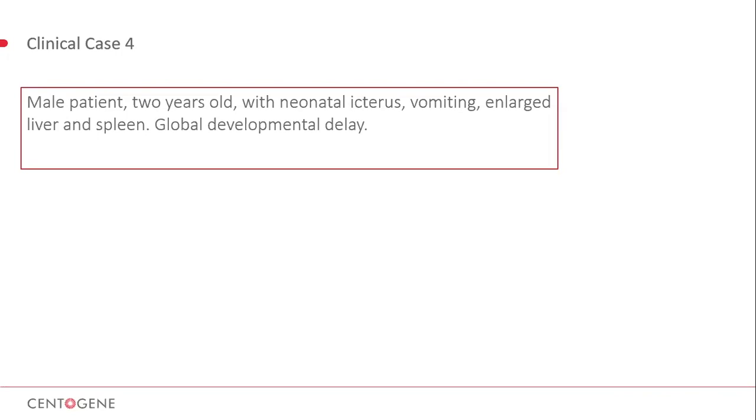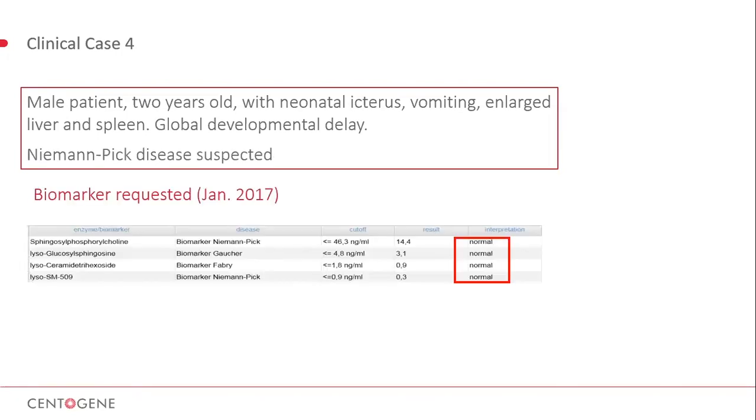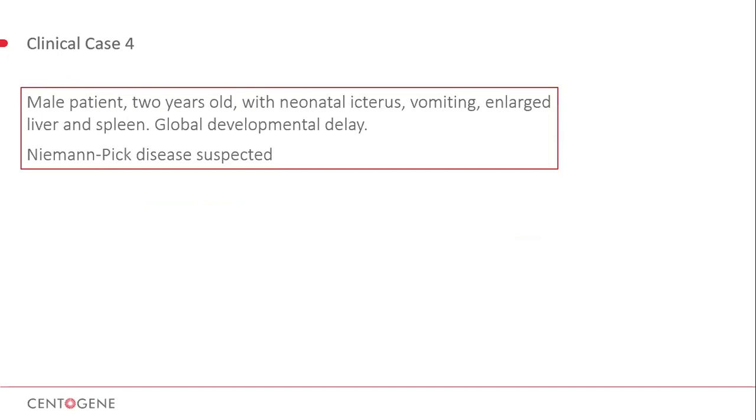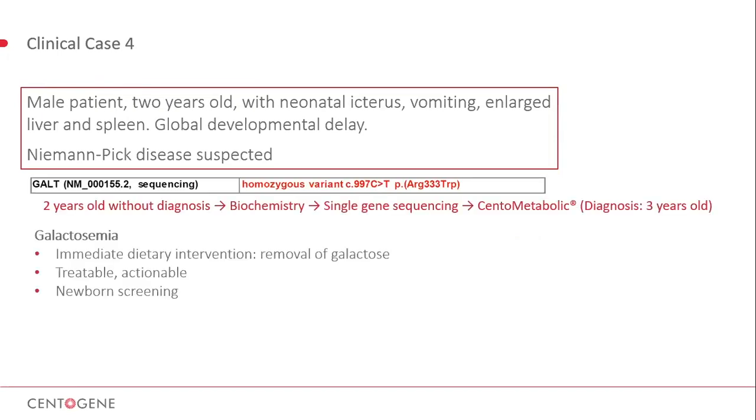So here the physician decided to perform biomarker testing because he suspected this to be related to Niemann-Pick. But after we performed that test, the results came out negative, which ruled out the diagnosis. Then the patient followed with deterioration, and after the evaluation and sequencing of other suspected genes, they finally came out with the request for CentoMetabolic, and the diagnosis of galactosemia was discovered, and the results were immediately reported to the treating physician.